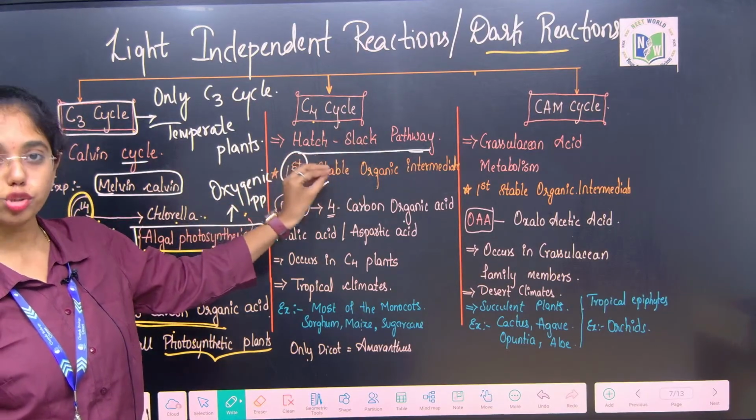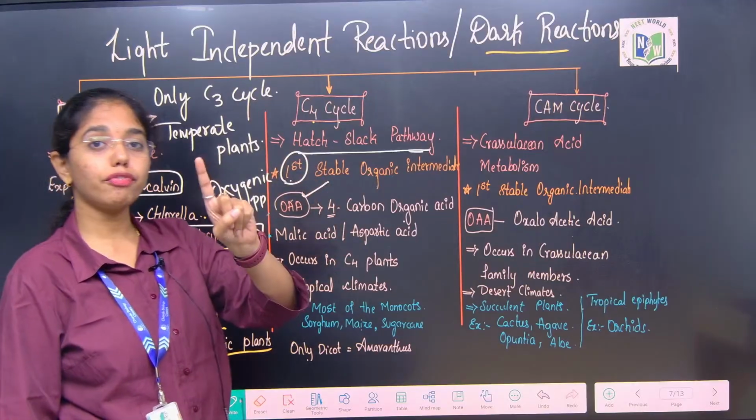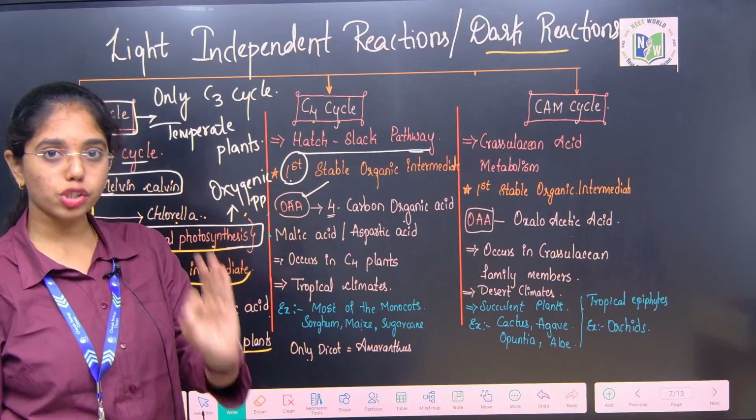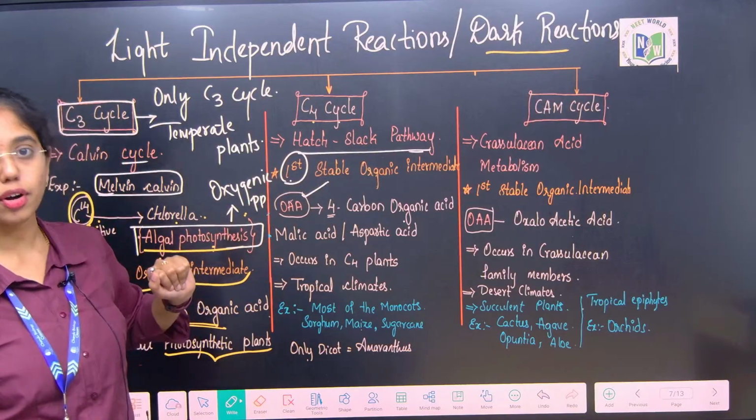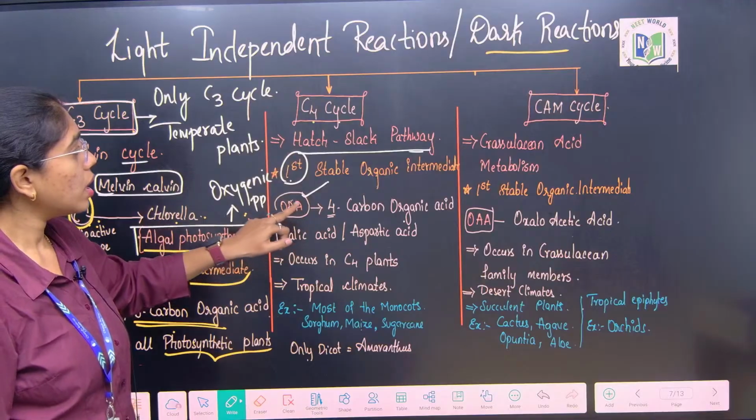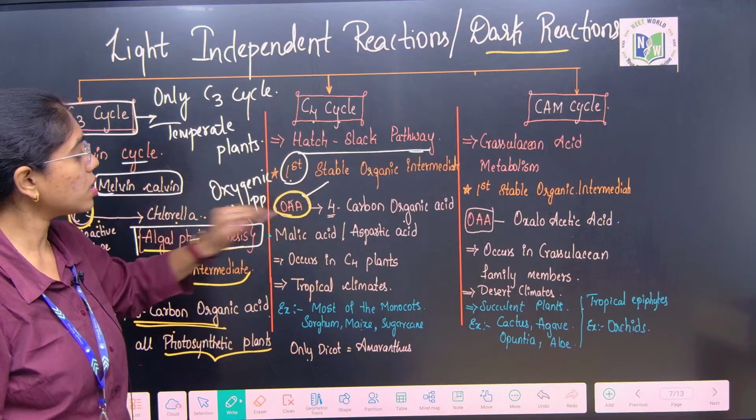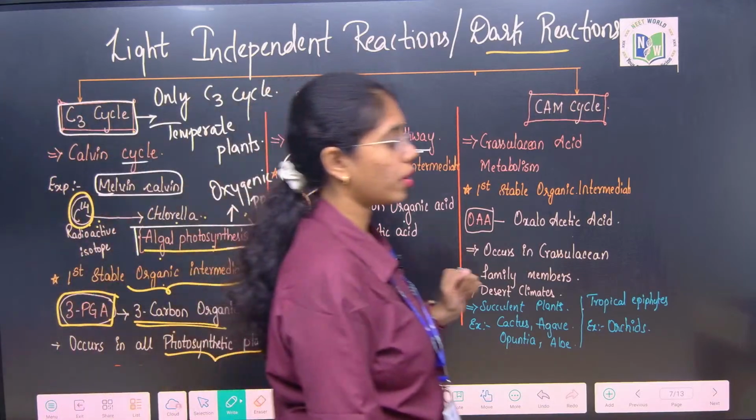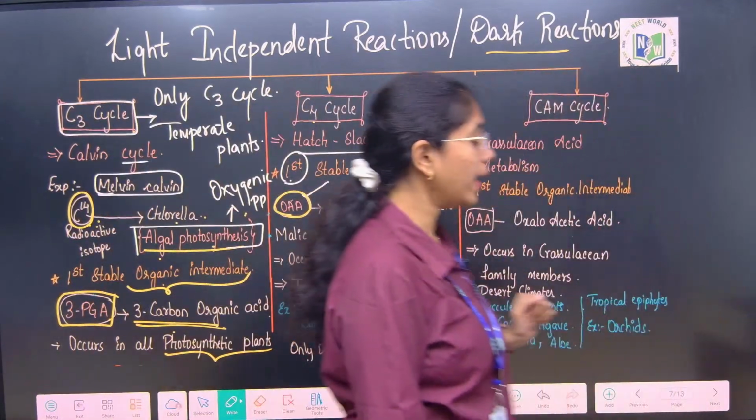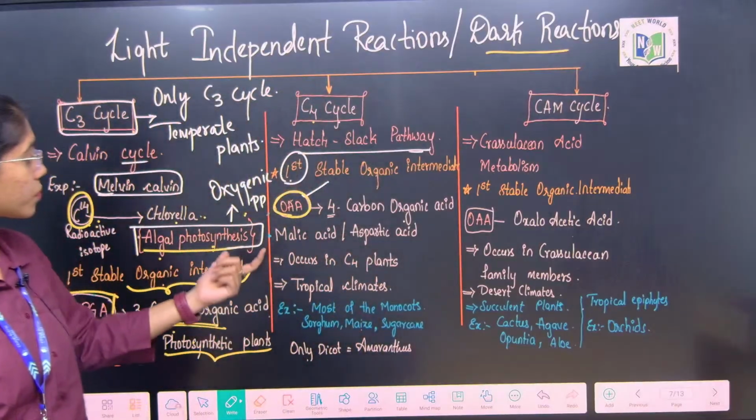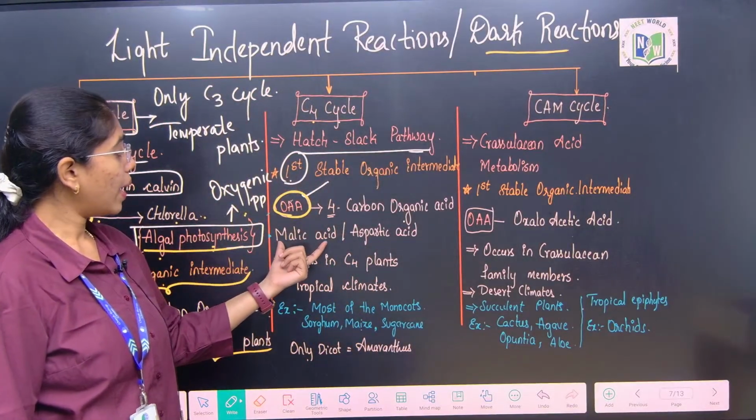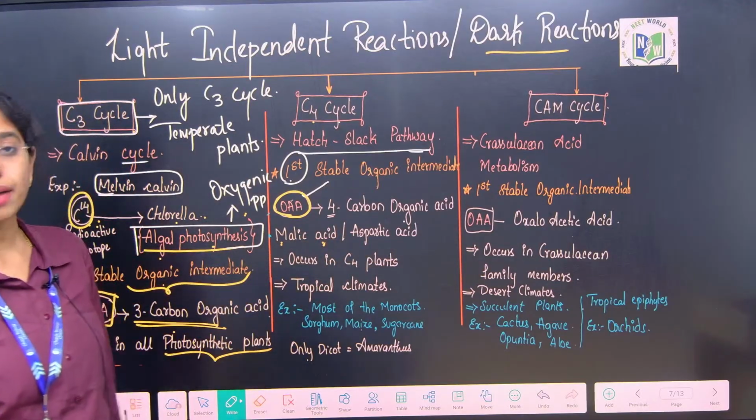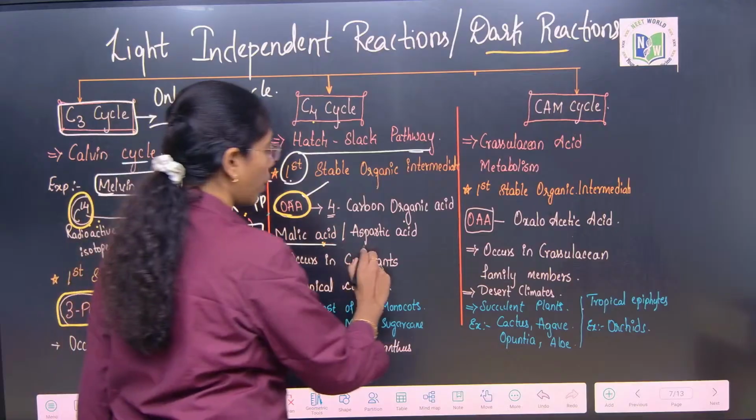Why is it so? You will get to know when you learn the first step in these two cycles, that is carbon fixation. As of now, remember in this introductory session that in the C4 cycle, the primary product is oxaloacetic acid, which is a 4-carbon compound. Very good. You got it right. Continue with the class. Malic acid and aspartic acid are the 4-carbon organic acids which are formed.